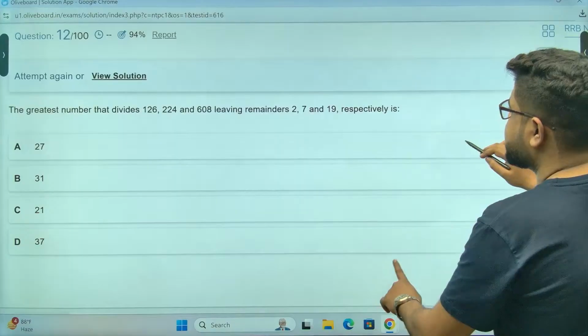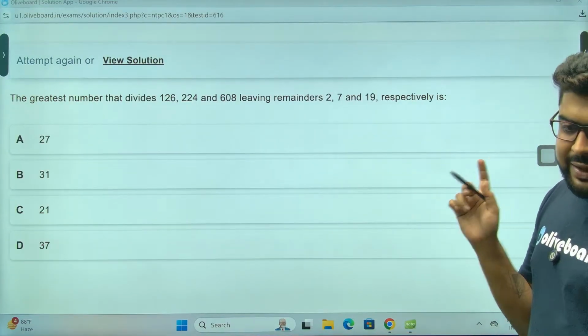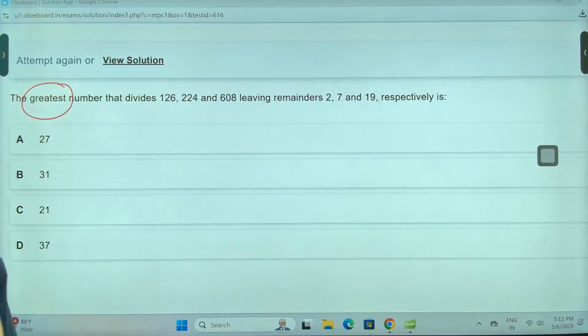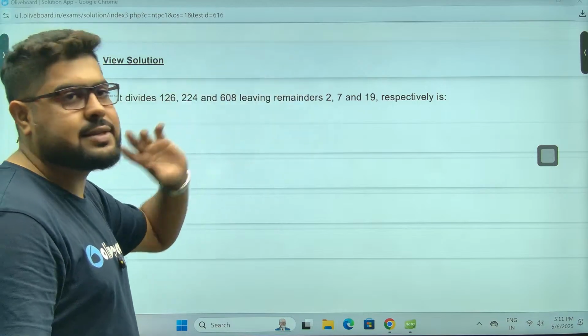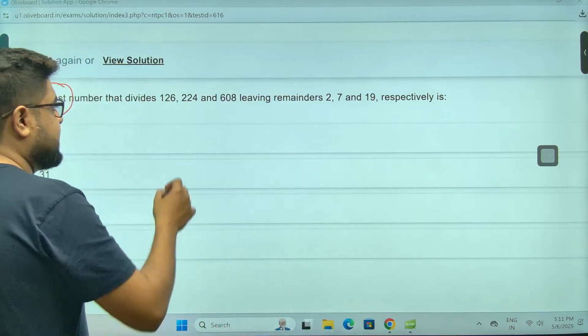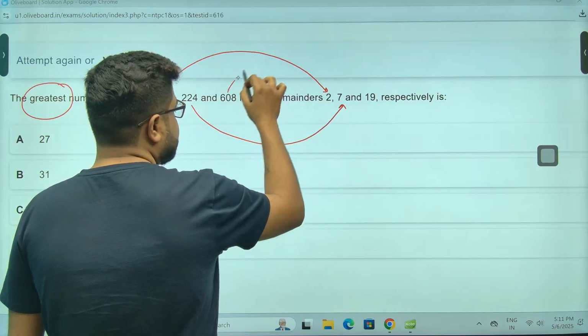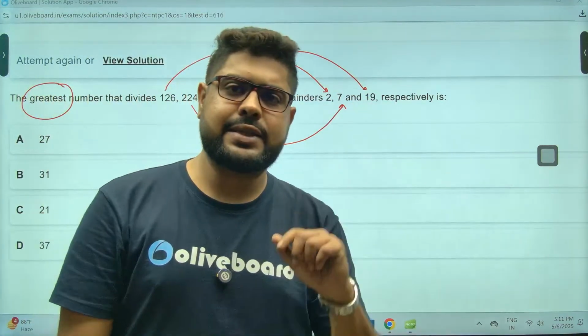The greatest number. Sir, which case? At least my student should answer this first. Greatest word means HCF case. The greatest number that divides these, leaving these remainders. Very good, sir. Corresponding remainder you need to subtract. You have to subtract in HCF cases. Operations are done first, then you take HCF.